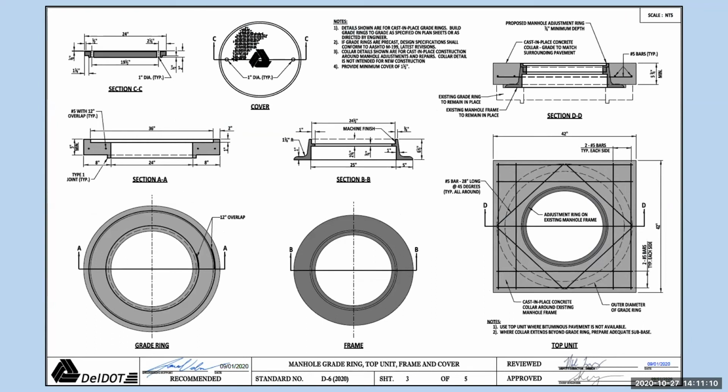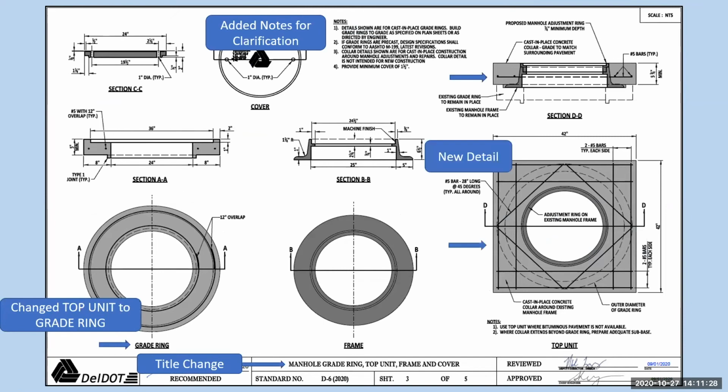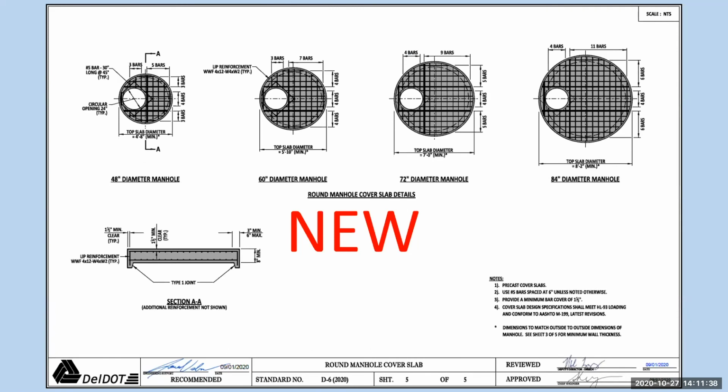All right, the manhole grade ring, top unit, frame, and cover. That's the next one. It's sheet 3 of 5. Title change for this one. Change top unit to grade ring as we did before. Notes were added for clarification. We have a new detail over here. This was one I had talked about before, was added. And here's more information. This is the round manhole cover slab.